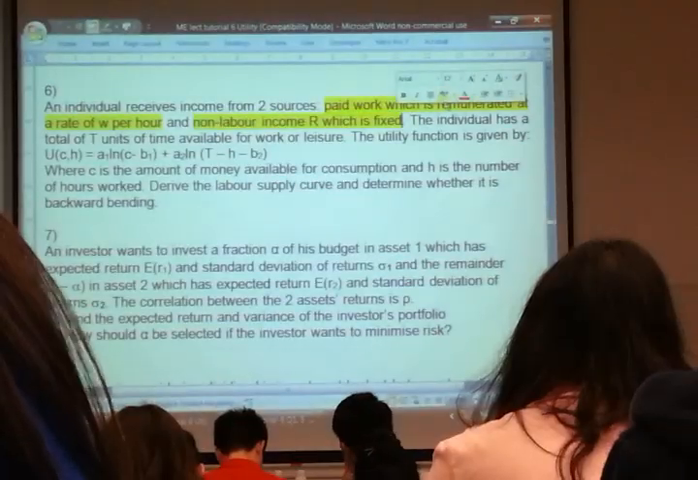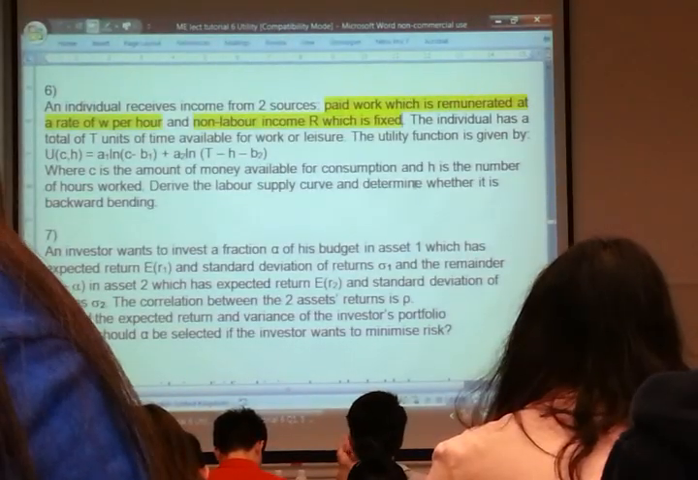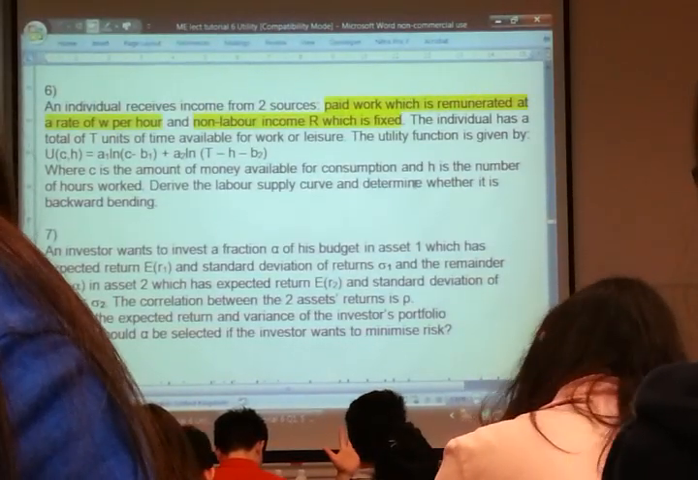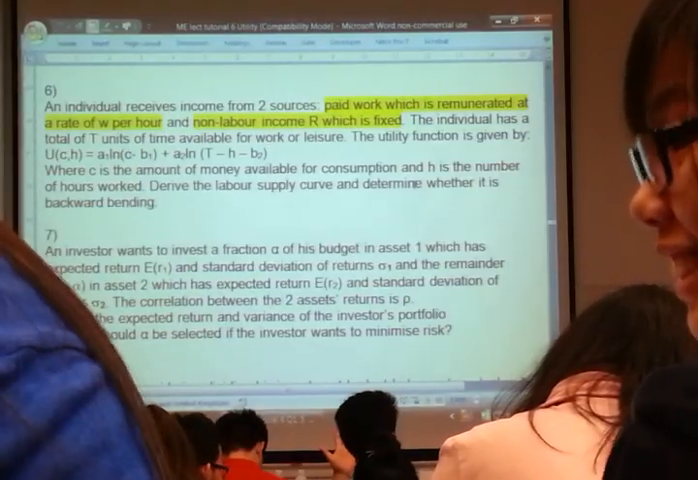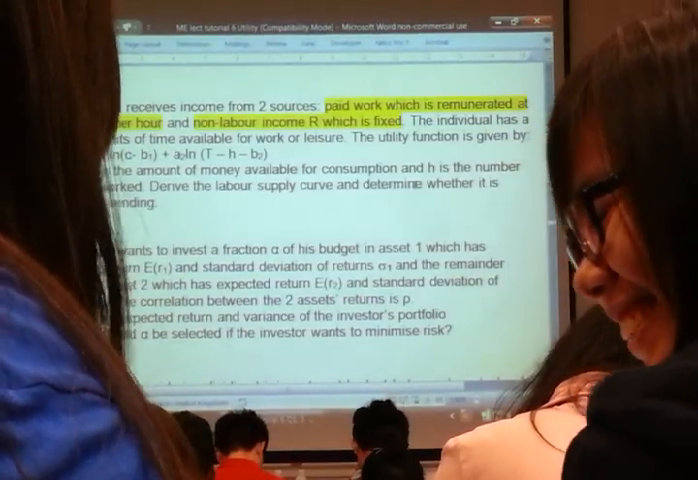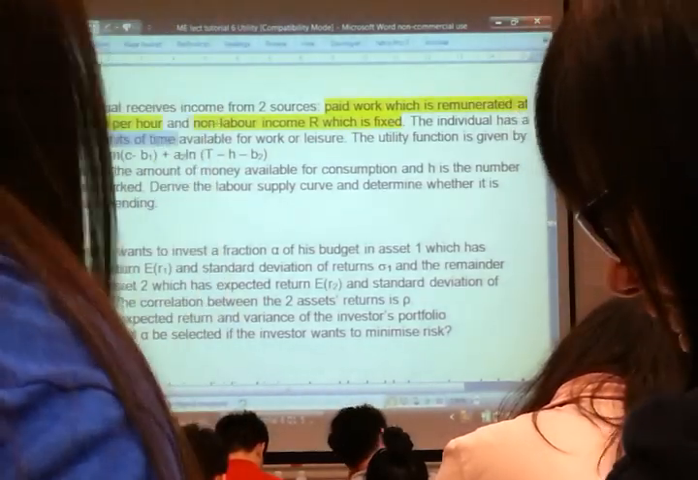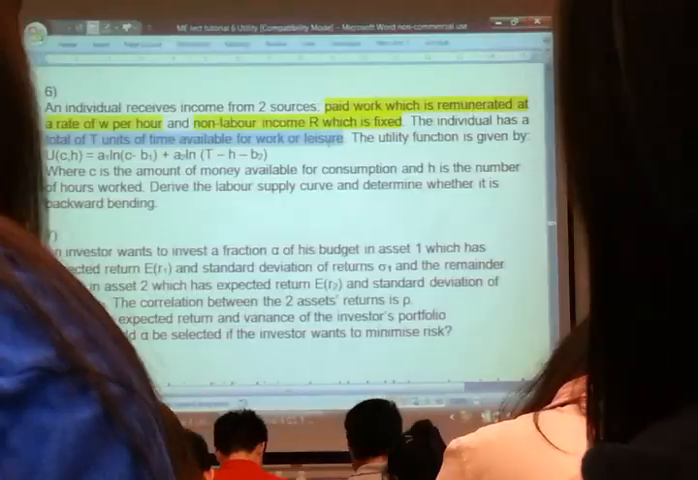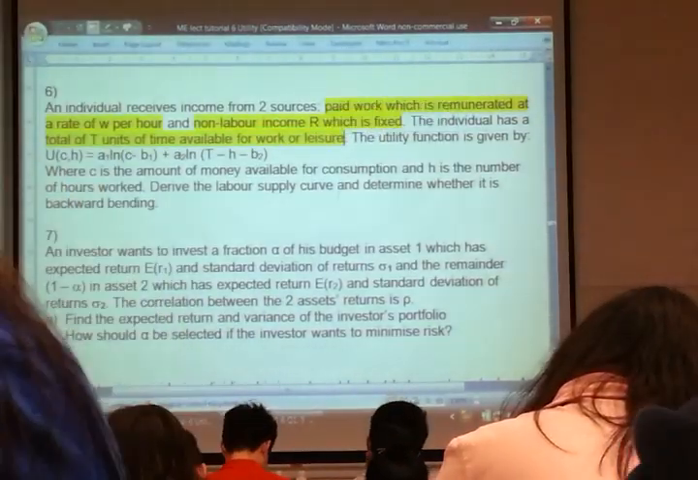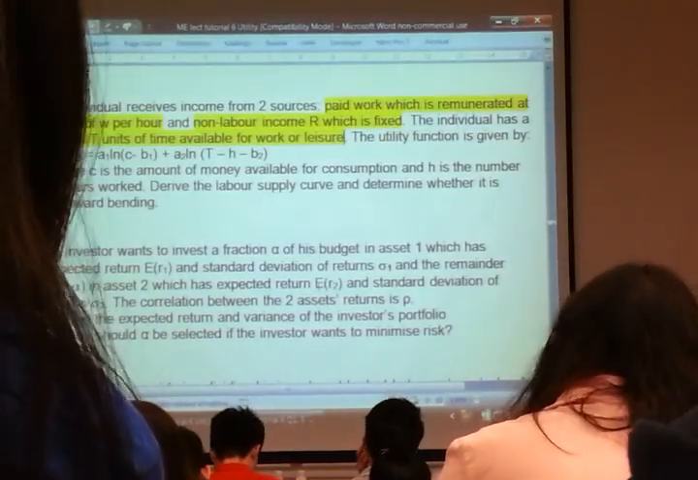Non-labor income. Okay, so non-labor income here is defined as not N, but R. So this person has T units of time available for work or leisure. In the past, we used to call this one H.